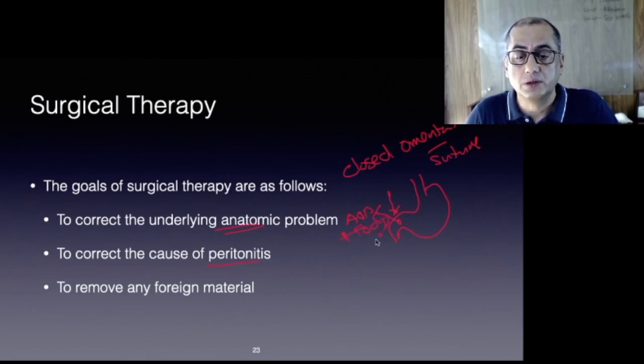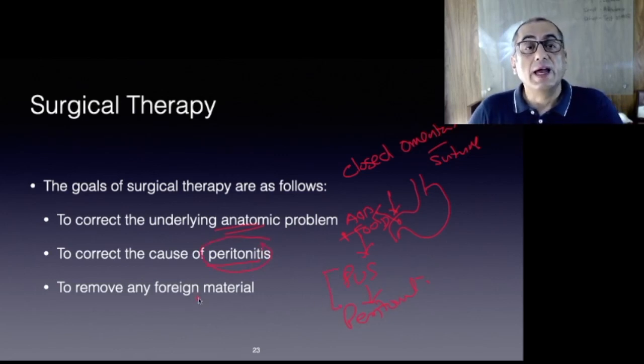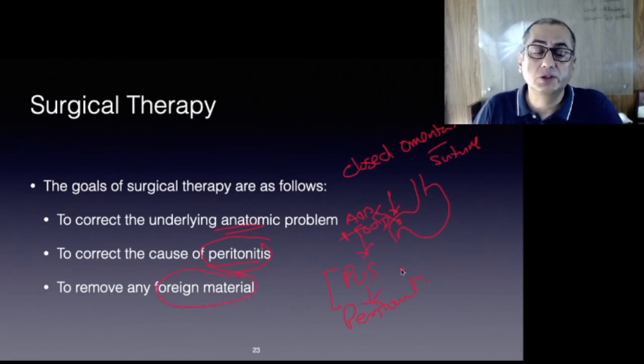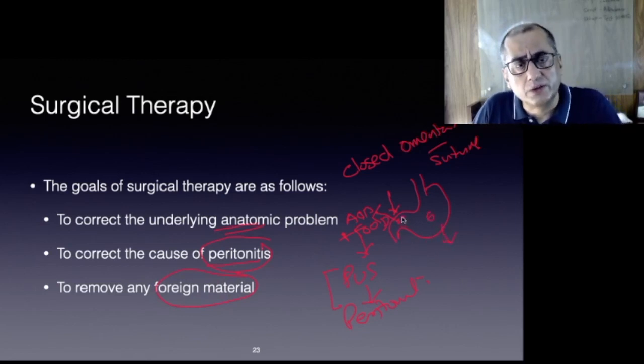we've got pus, and this pus is causing the peritonitis. So we are going to be taking out this cause by evacuating this pus. And if there is any foreign material, so if you have a perforated DU, perforated gastric ulcer, all the food is going to be spilling out into the peritoneal cavity.